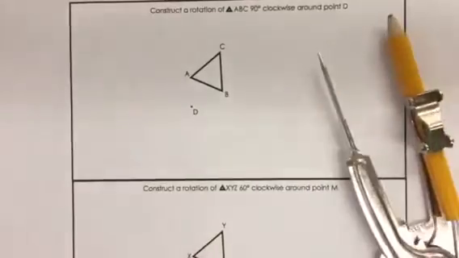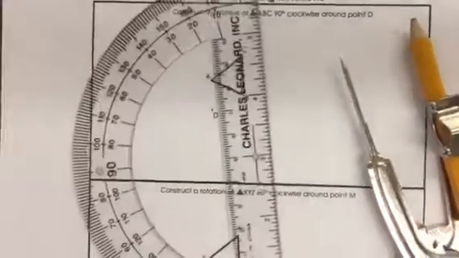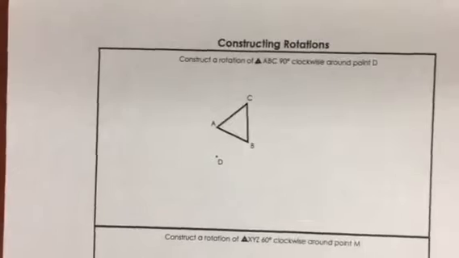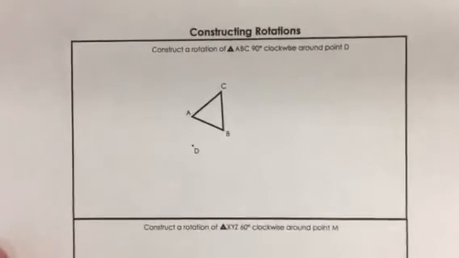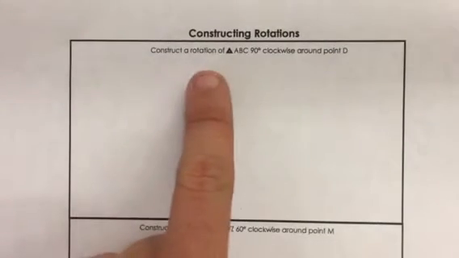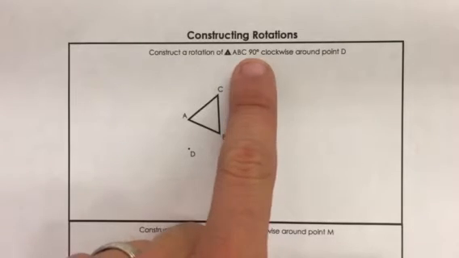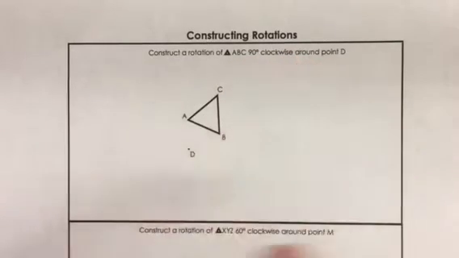All right, check it out. We're gonna do a construction of rotation. All you need is your two favorite tools. What's that called? The compass and your protractor. All right, question number one, and this is the only question I'm doing, so pay attention close. We're gonna construct a rotation of ABC 90 degrees clockwise around point D.